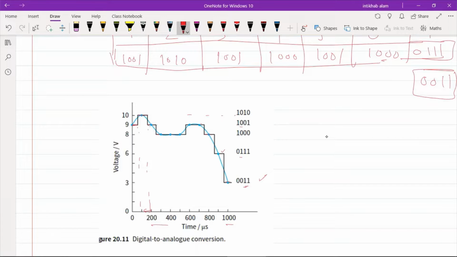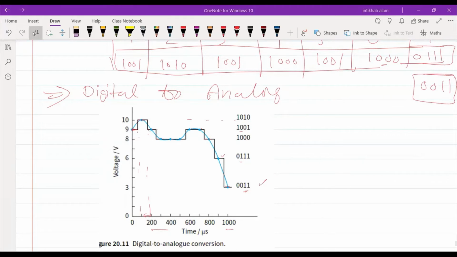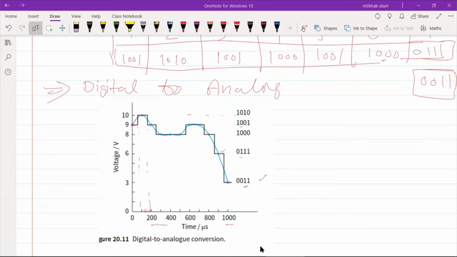Then what to do? Starting from the first point and taking the middle of every step, we draw these dots and we join these dots. This is your analog signal. So this is the way we have gone from digital to analog. Once we are capable of converting analog into digital and digital into analog, we have got the basic technique of sampling and the basic technique of converting the information into digital and analog forms.